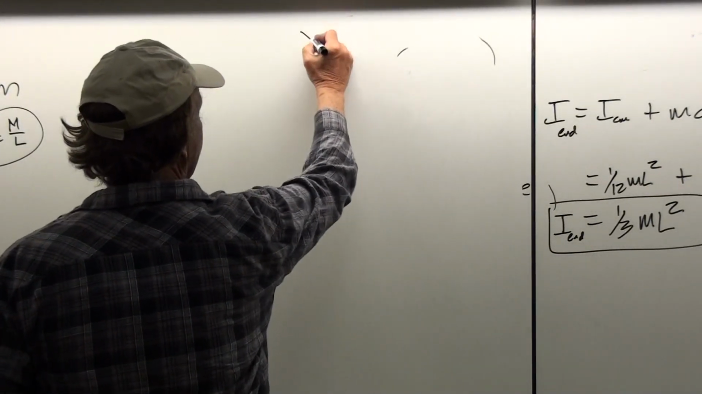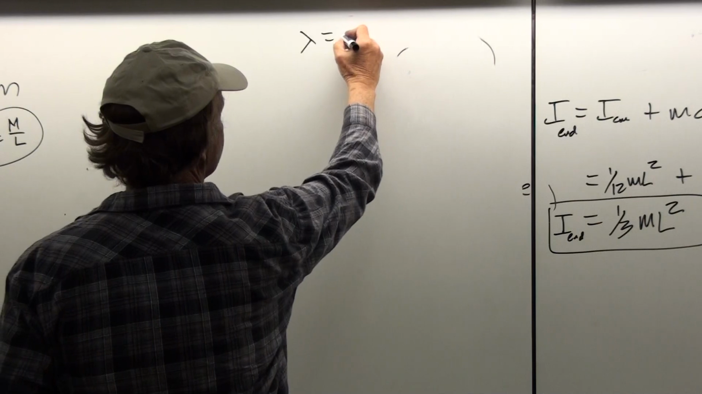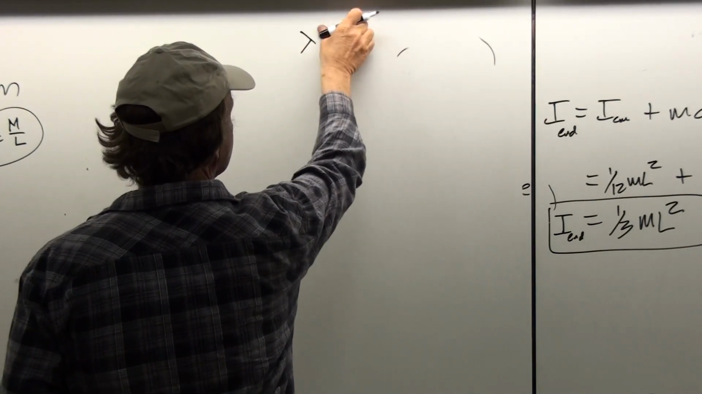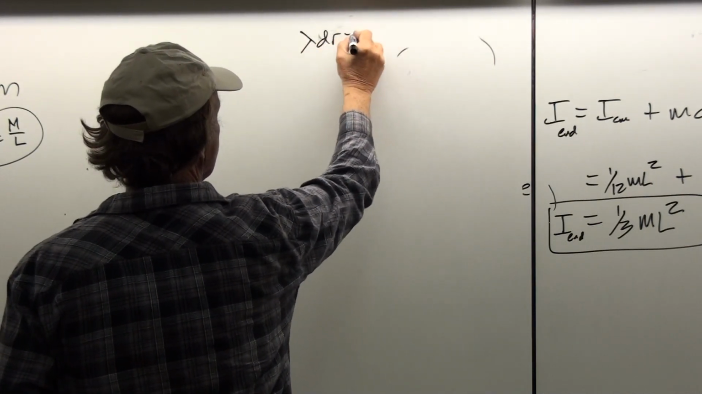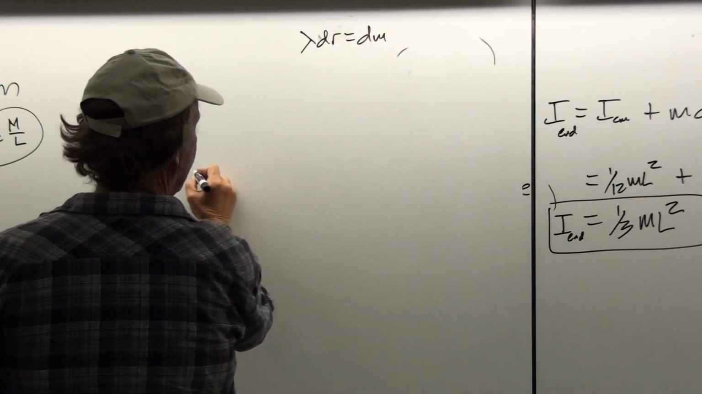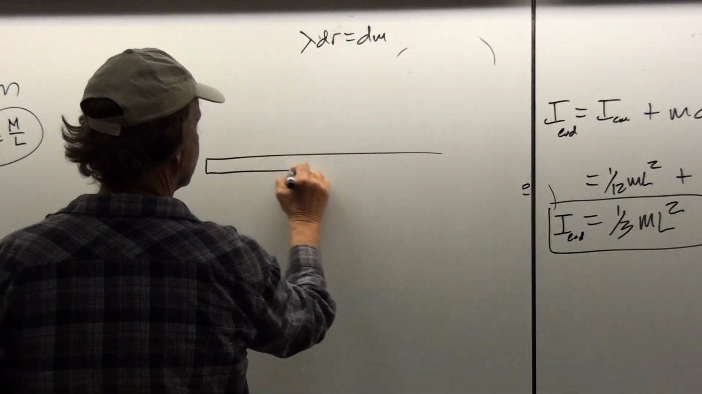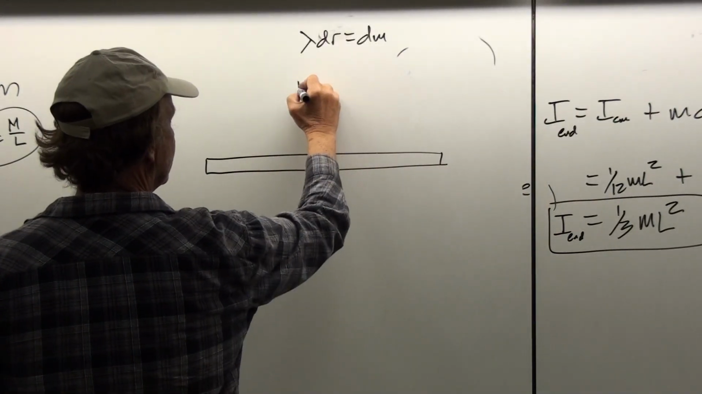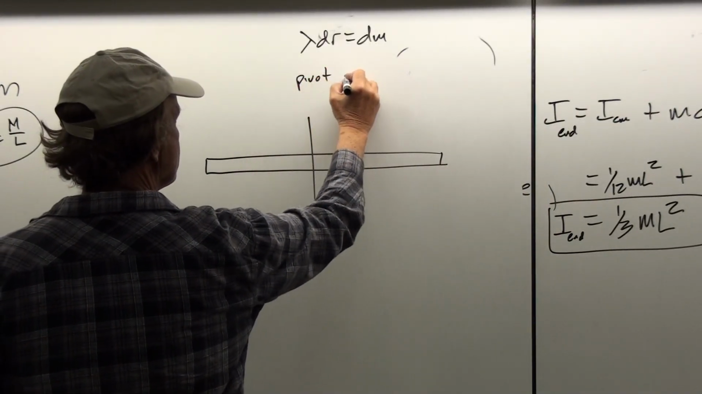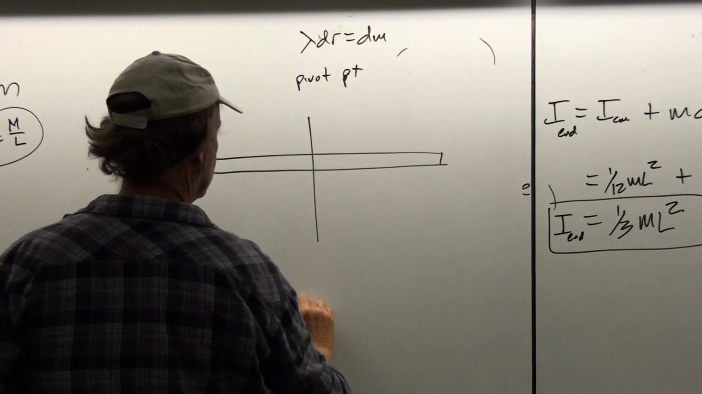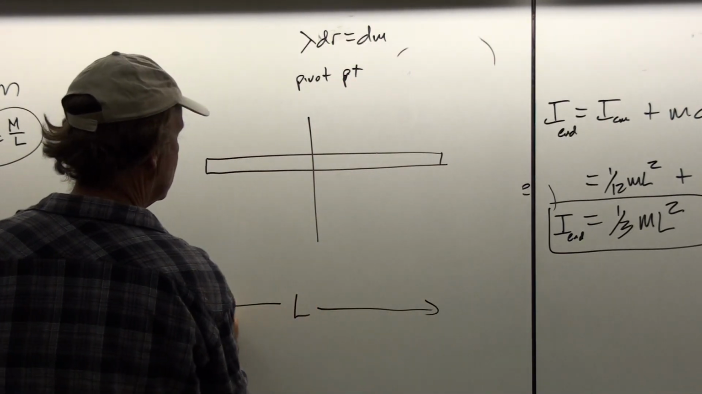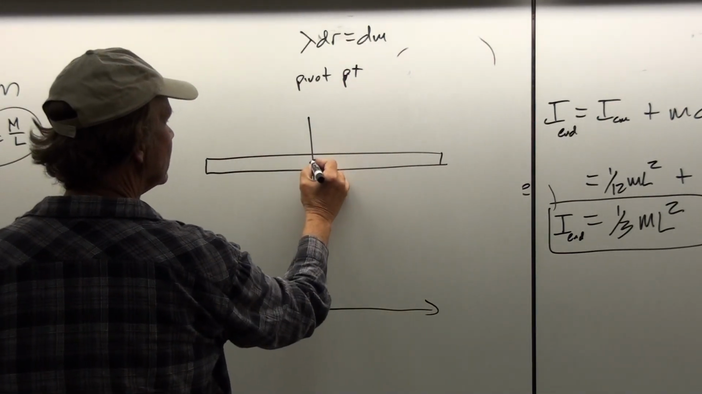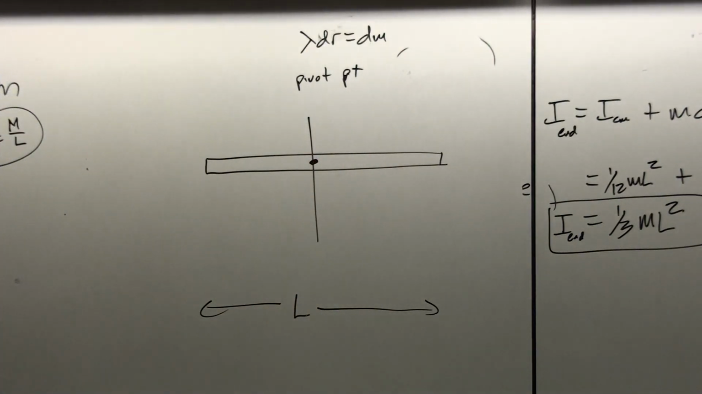So we'll hang on to that very handy piece of information that lambda dr is equal to dm. And now let's find the moment of inertia about the center and verify that it's equal to 1/12 ml squared. So now here's our pivot point. The total length of this thing is L, but now we're starting from here. So this is our r equals 0.